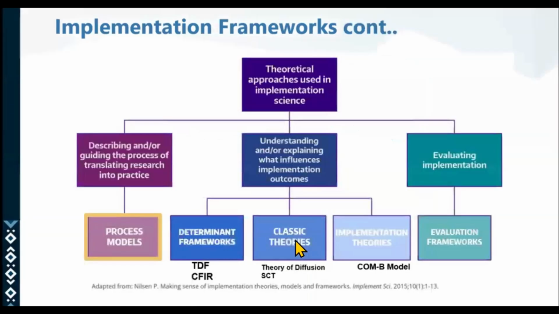So there are different models. There are different types of models that we can use depending on the type of implementation that we want. We have process models, we have determinant framework models like the Consolidated Framework for Implementation Research. We have classic theories like the theory of diffusion or the social change theory. We have implementation theories like the combined models, and we also have evaluation frameworks.